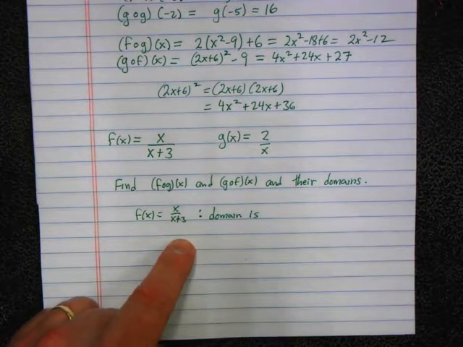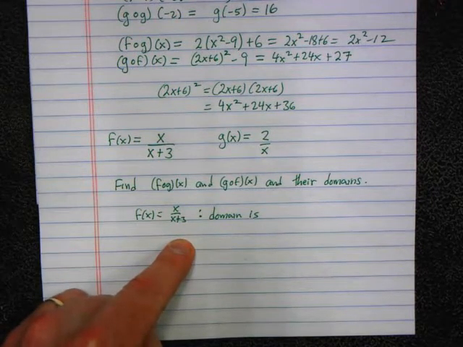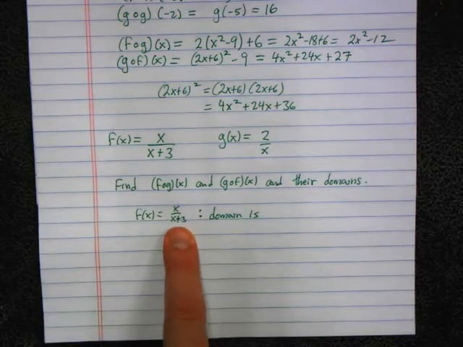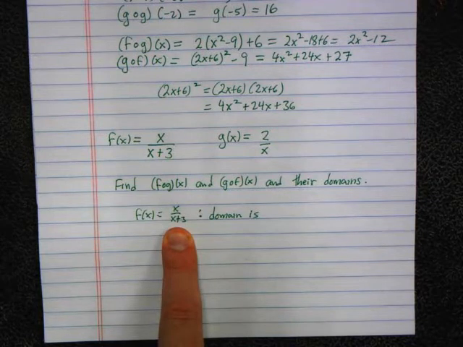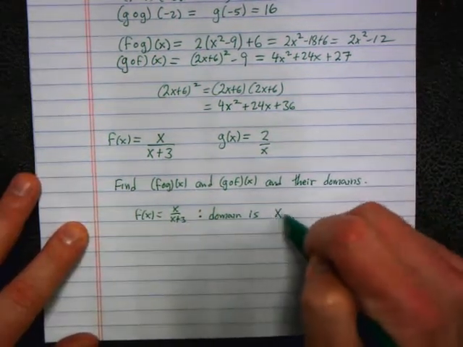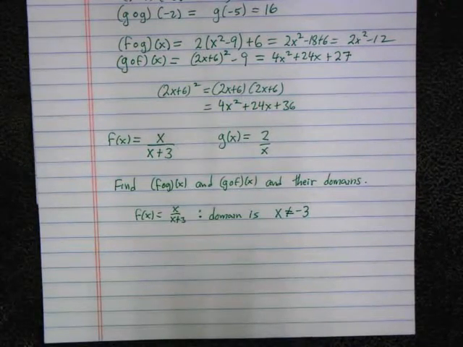0 on top is okay. What's not okay? 0 on the bottom. So what number would you plug in that would give you 0 on bottom? Negative 3. So the domain is x is not the number negative 3. I cannot plug in the number negative 3. If I plug in the number negative 3, I get 0 down on bottom. I can plug in any other number that I like, however.